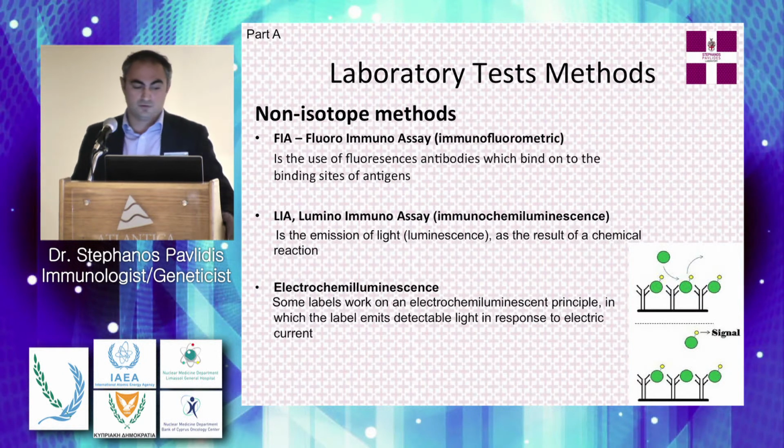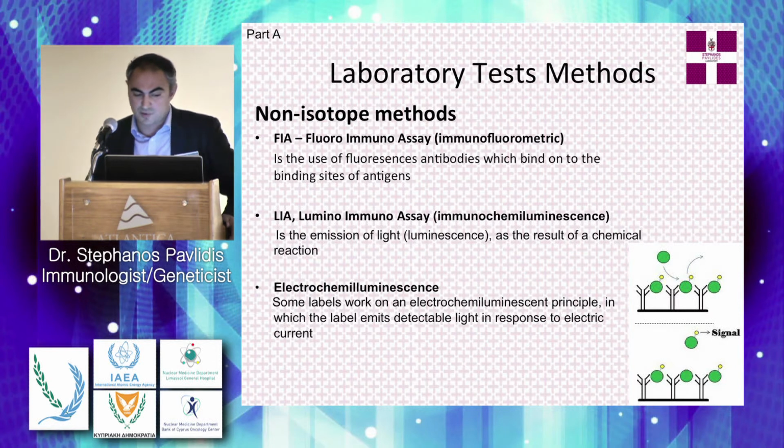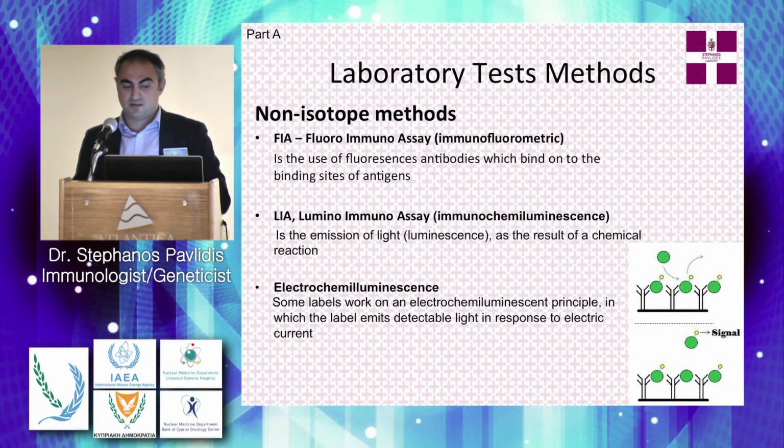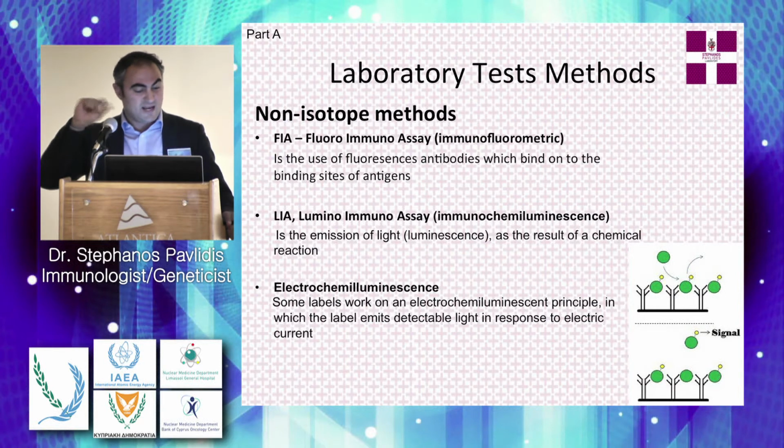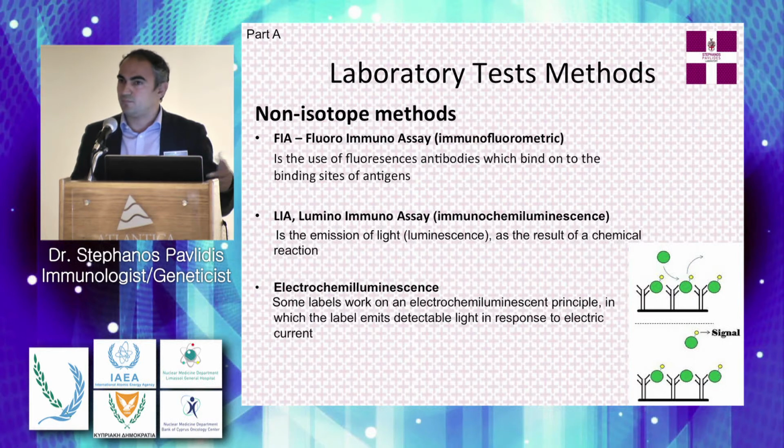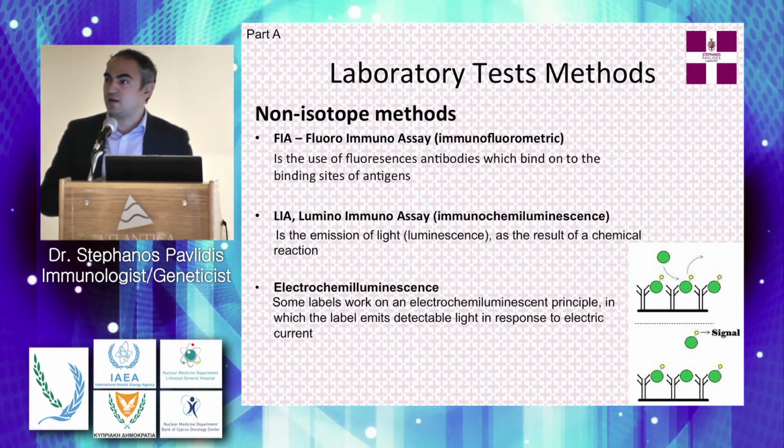The non-isotope methods are also the fluoroimmunoassay, the immunofluorometric assay, which is the use of fluorescence antibodies which bind on the binding sites of antigens, the luminoimmunoassay, immunochemiluminescence, which is the emission of light, luminescence, as the result of a chemical reaction. And then we have the electrochemiluminescence. Some labels work on an electrochemiluminescence principle in which the label emits detectable light in response to an electric current. And these are mainly the most popular methods that are being used, fully automated in the laboratory.